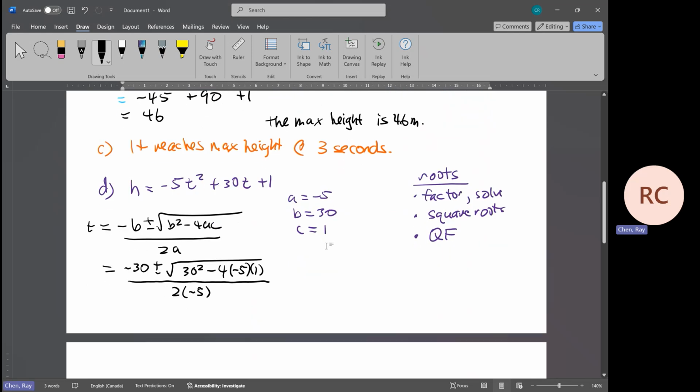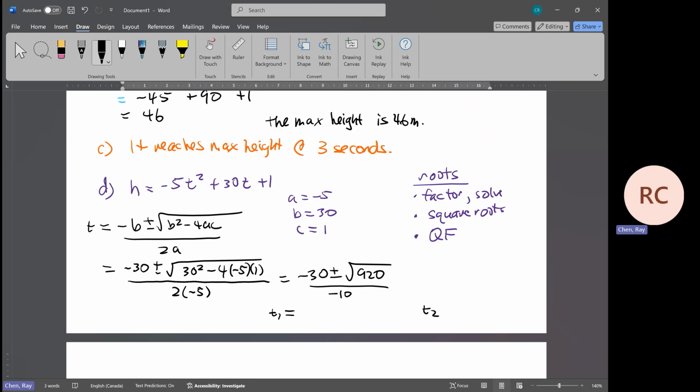I'll scroll down a bit more. I'm running out of room. I might have to go on the next page. Hopefully this will fit. I will try to speed it up. Just give me 1 second. So what we're going to get is negative 30 plus or minus the square root of 920 over negative 10. And you remember, we're going to get 2 answers.